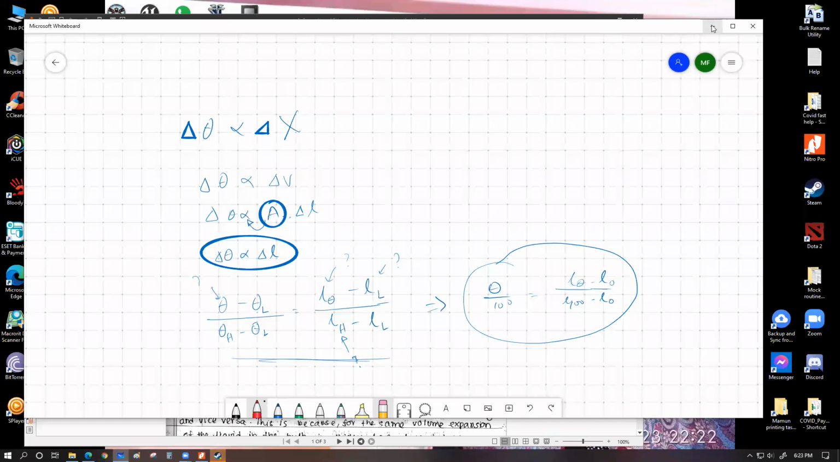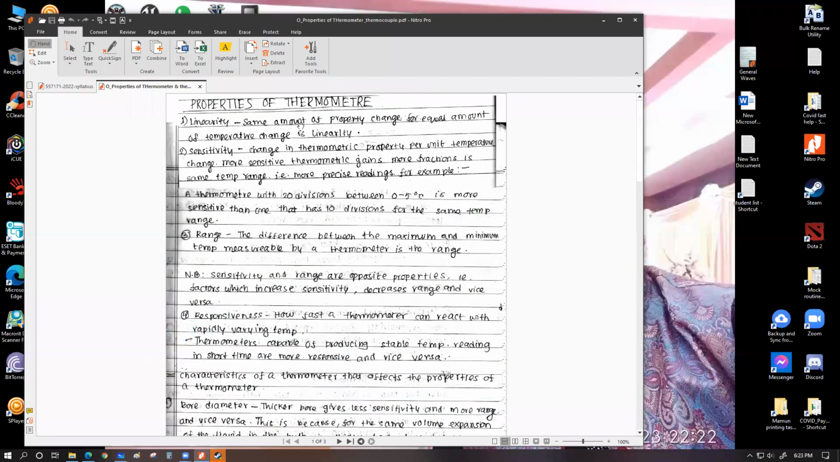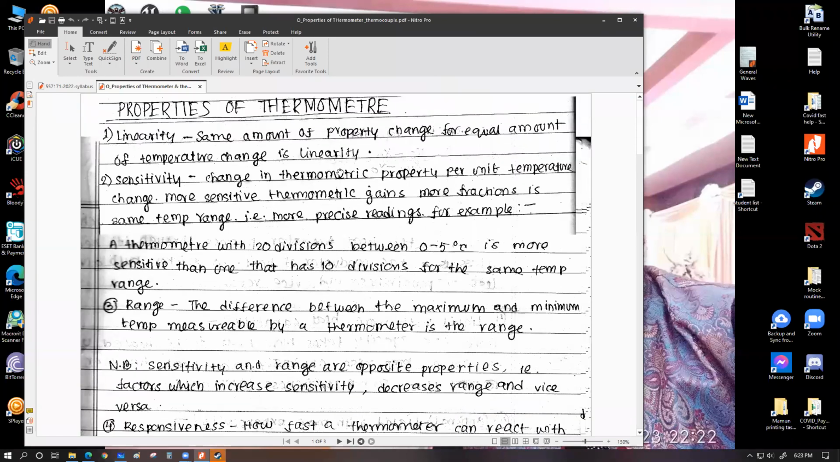So have a look at the definition. Same amount of property change for equal amount of temperature change is linearity, which means no matter how high a temperature you are operating at, or how low, if that thermometer doesn't have linearity, then it would not be very useful to measure temperature. Equal amount of temperature change should be responsible for equal amount of property change and vice versa.